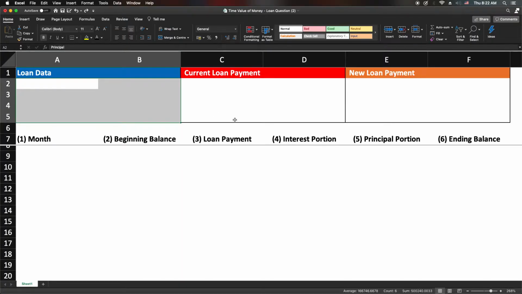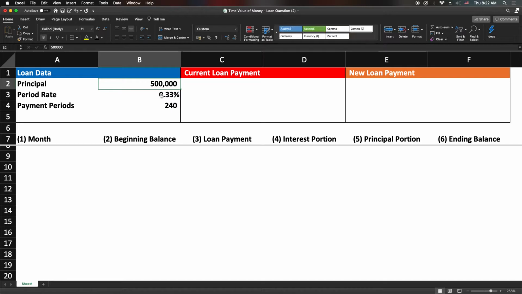I will use Excel for illustration because with Excel, it is easier to enumerate the logic of constructing loan amortization schedule. These are the key loan data. Loan principal is $500,000, period rate is 0.33%, which is obtained by 4% mortgage rate divided by payment frequency 12. And payment period is 240 as it is a 20-year loan with monthly payment. We then build the first 3 months of loan amortization schedule.